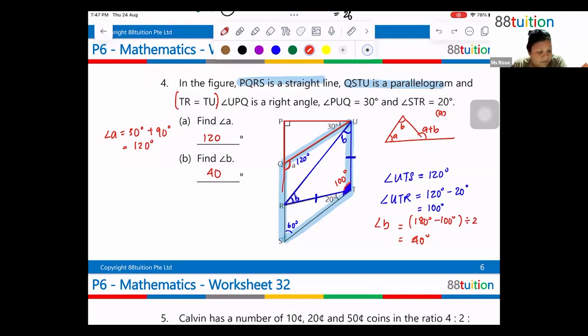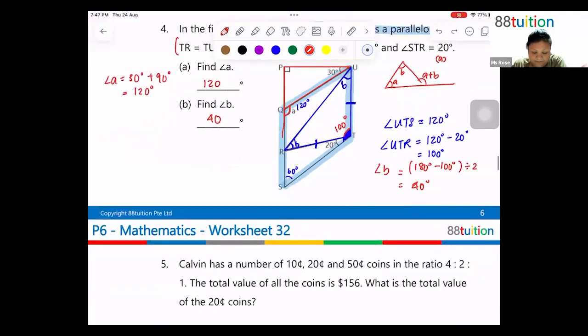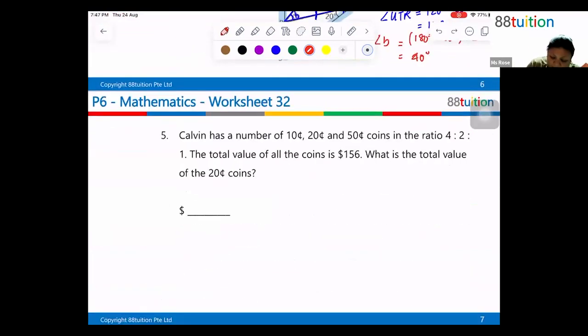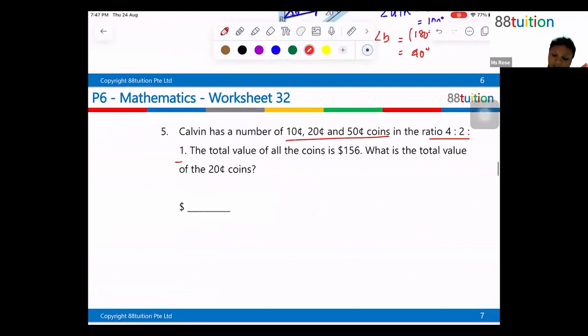Now, next question. The next question is something where we have coins. We have the ratio of the number, so that means this is your quantity. These are your values of coins. This is your total value. They tell me the total value, right?